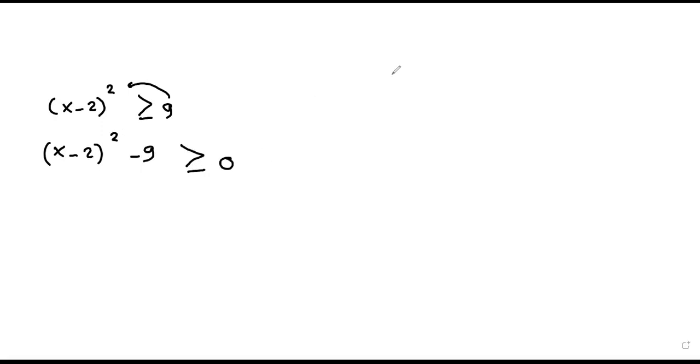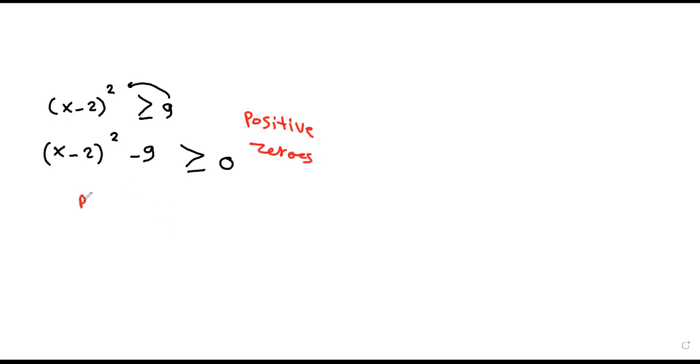Let's try this one. It's x minus 2 squared greater than or equal to 9. Try to make the inequality greater than or equal to, or less than or equal to 0. So move 9 to the other side. So x minus 2 squared minus 9 greater than or equal to 0. What do you need in this inequality? I need the positive and I need zeros.